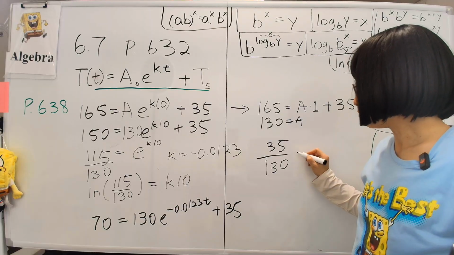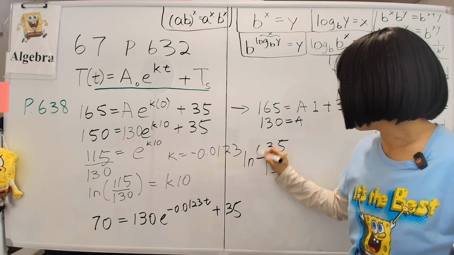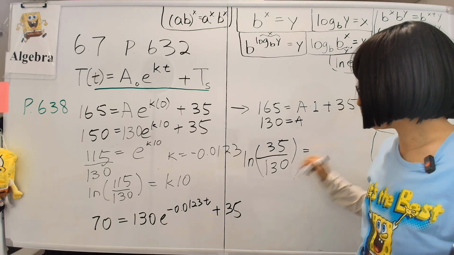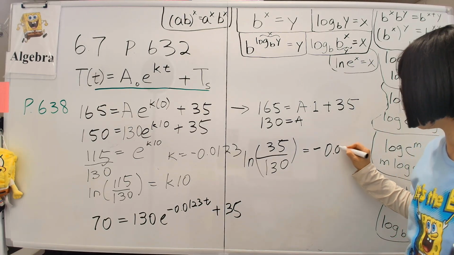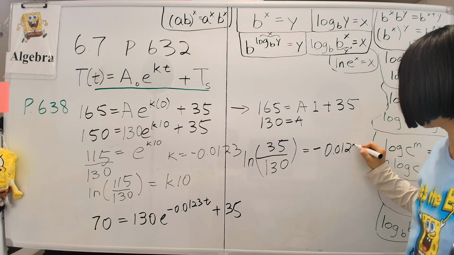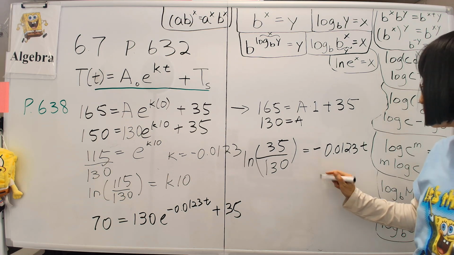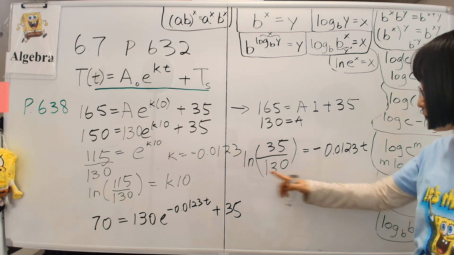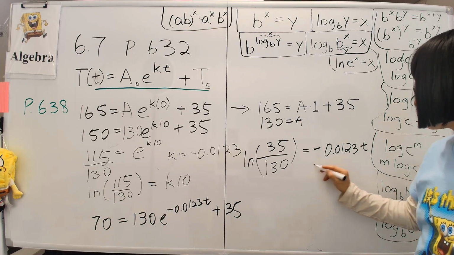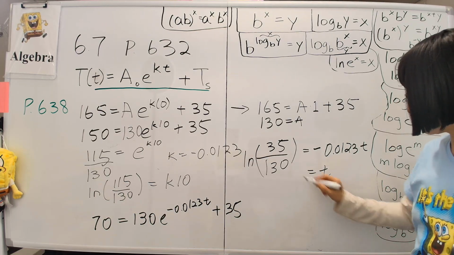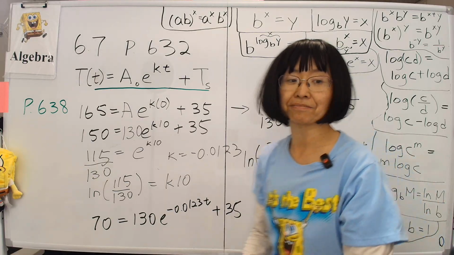130, and then we take the natural log to get rid of the e. The natural log will be equal to what's on top, which is minus 0.0123 t. So if we solve this equation right here, then we can figure out what the time is. Take this thing, divide by this number, to solve for t. So t equals, whatever that is, let's punch it out on the calculator.